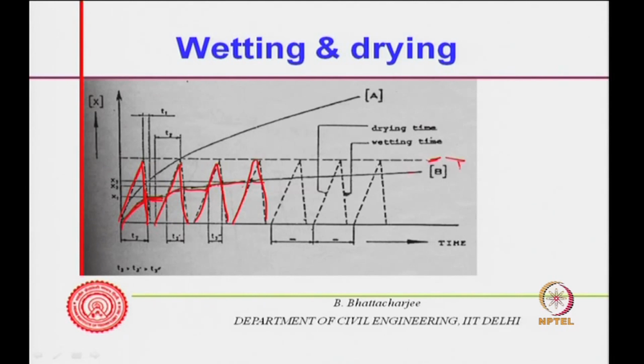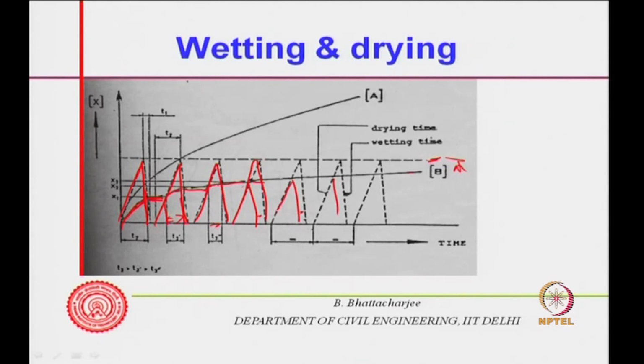which is here, this is your cover. So, it reaches the cover depth. Now, one can see that during the second cycle, the duration during which carbonation is occurring is smaller. In the third cycle, it is still smaller, fourth cycle it is still smaller, fifth cycle it is smaller, and so on and so forth.